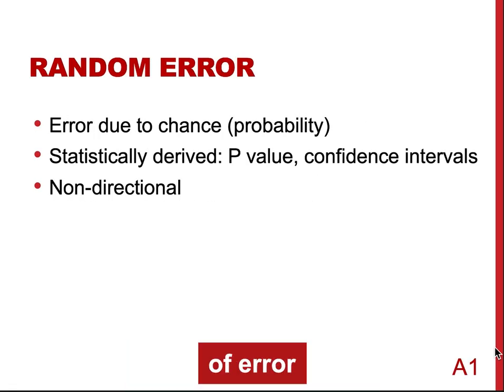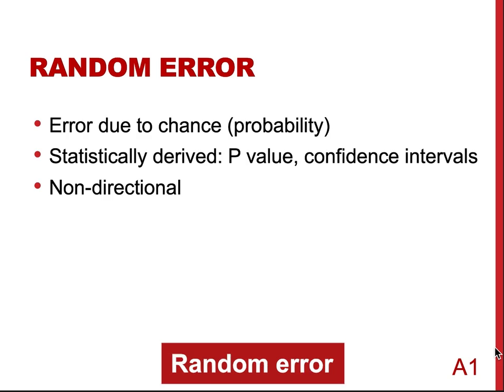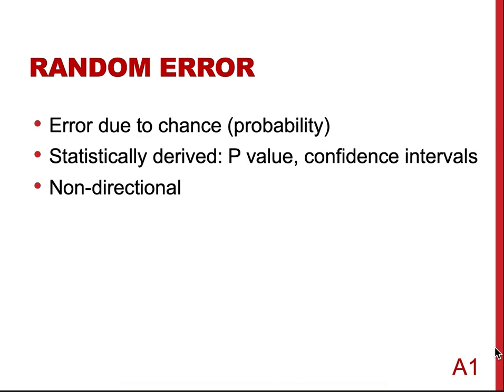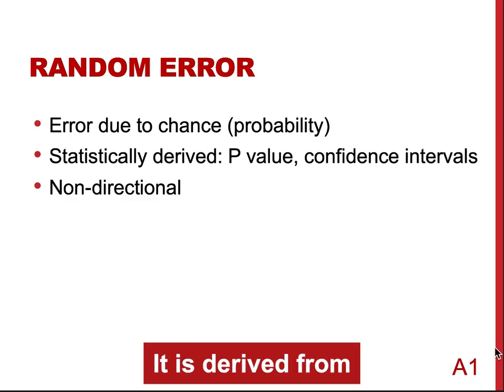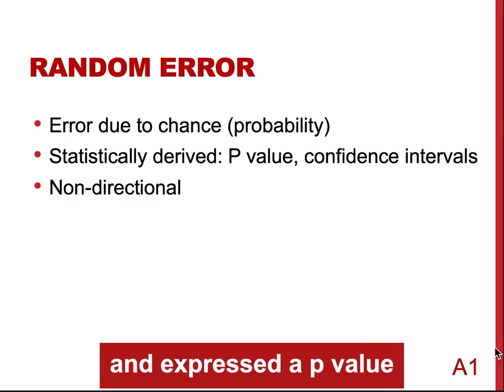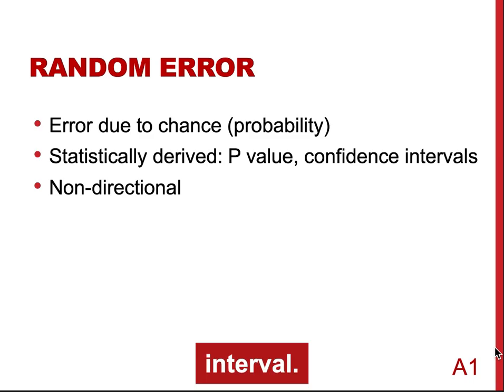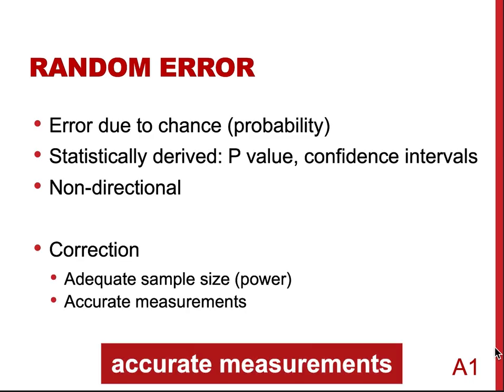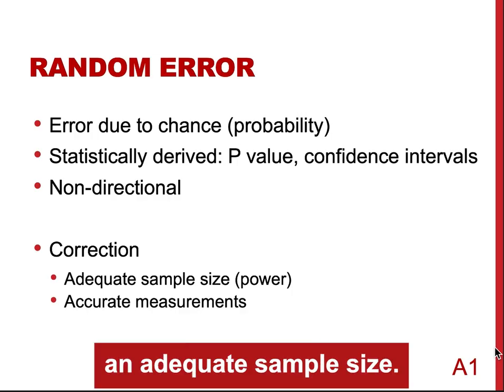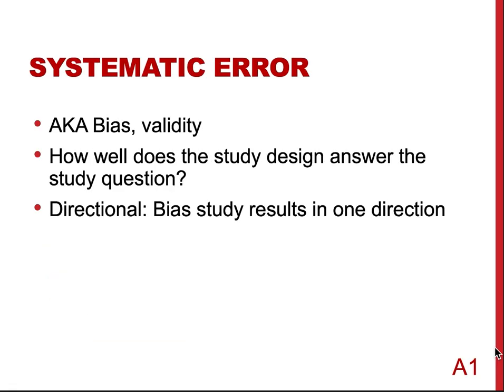There are two types of error that we encounter: random error and systematic error. Random error is due to chance and is presented as a probability. It is derived from statistical analysis and expresses a p-value or a confidence interval. The correction for random error is making accurate measurements and increasing power by having an adequate sample size.